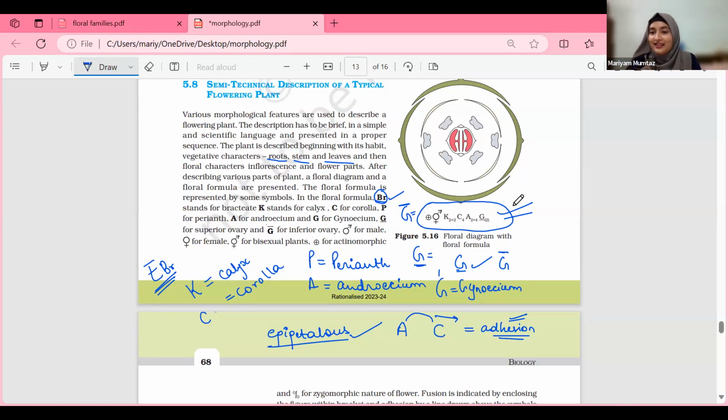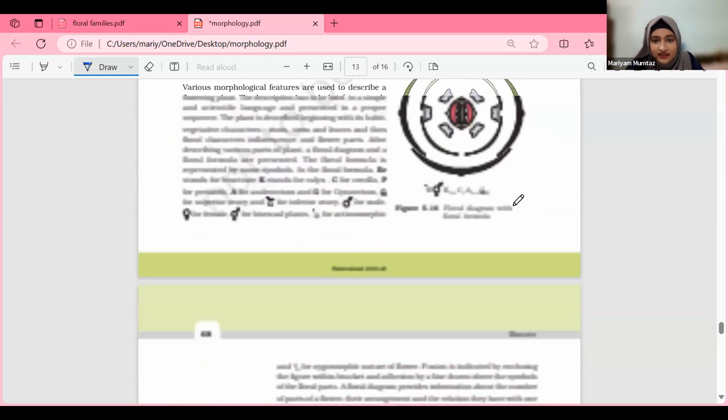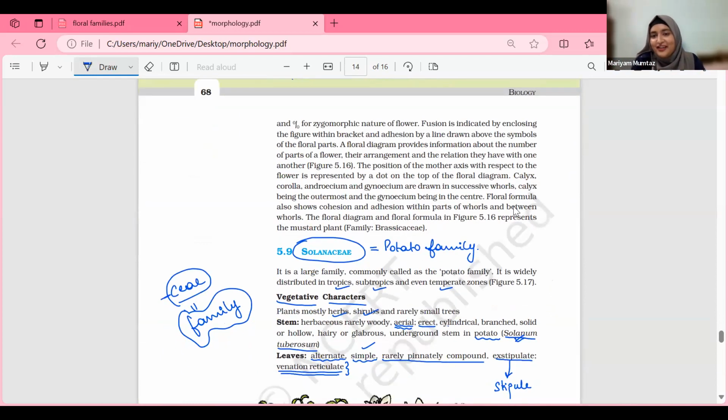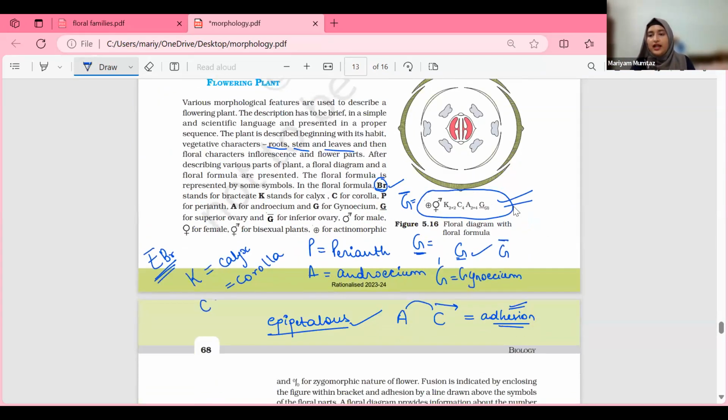They didn't write about it? Yeah, they didn't write about it. And see, they have written about it somewhere in the text here. Figure 5.16 represents the mustard plant, family Brassicaceae. And then how funny, they will ask the question from here only. So I'll teach you about Brassicaceae also. So in total, I'll teach you 4 families.